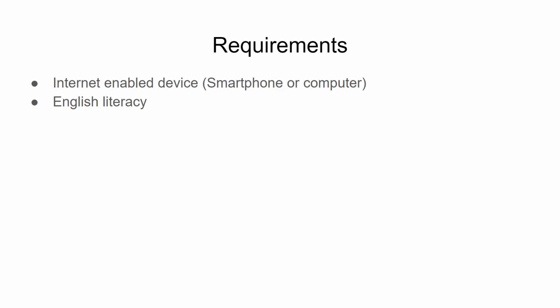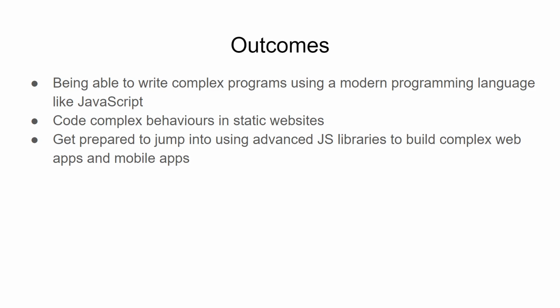And also, of course, you need to know how to read and write English because most of programming is done in English. And when you're done with learning what we have to learn in the remainder of this course, you'll be able to write complex programs using JavaScript, which is a modern programming language. So there are a lot of benefits to learning JavaScript, and we'll be able to code complex behaviors in static websites. And most importantly, actually this is the most important reason why you should be excited for this course, is that once we learn this, we'll know all the basics necessary for us to jump into more advanced programming.